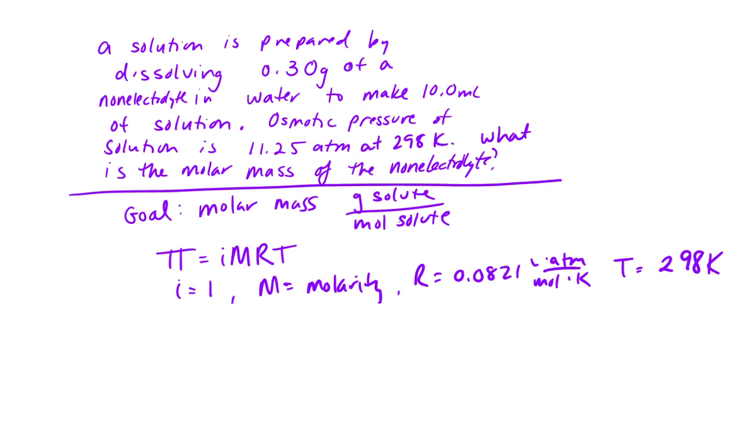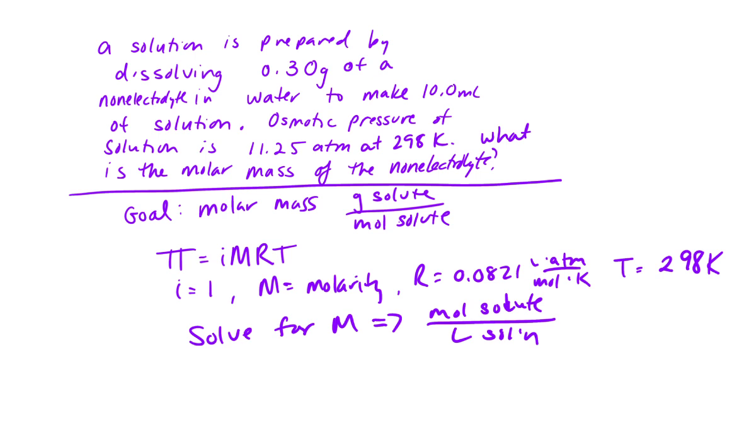If we solve for molarity, we're going to get moles of solute per liter of solution. And we want to find grams of solute per mole of solute, grams per mole. Well, one other piece of information from this problem is the volume, so we can get liters of solution. We were given 10 milliliters, which is 0.0100 liters. I'm just laying out what we have.